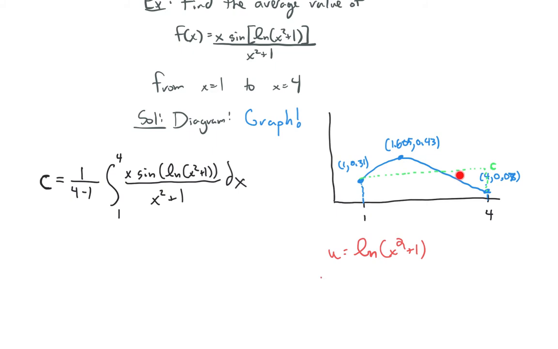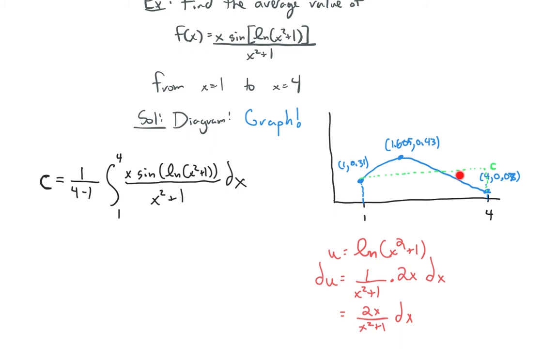So let's let u equal ln of x squared plus 1, and then du is going to be the derivative of this dx. The derivative of ln of x squared plus 1 is going to be 1 over x squared plus 1, times the derivative of the inside function, just using the chain rule, so times 2x, with respect to x. So that's great. Let me rewrite it as 2x over x squared plus 1 dx.